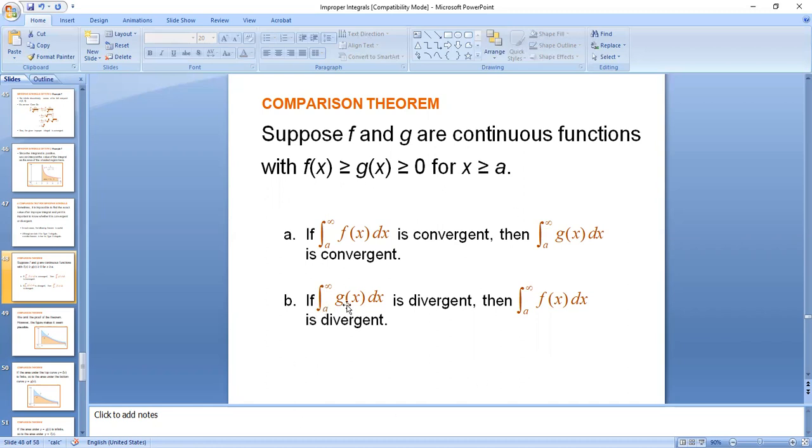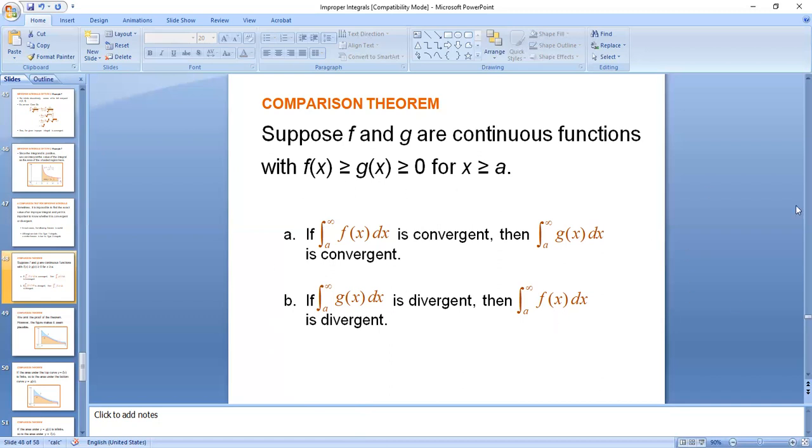If the integral of g of x from a to infinity is divergent, then the integral of f of x from a to infinity will also be divergent. If this g of x integral, evaluated from a to infinity, is divergent, then your function f of x will also be divergent. We cannot change convergence to divergence here. We can only use divergence for g of x, and it follows that your f of x will also be divergent.